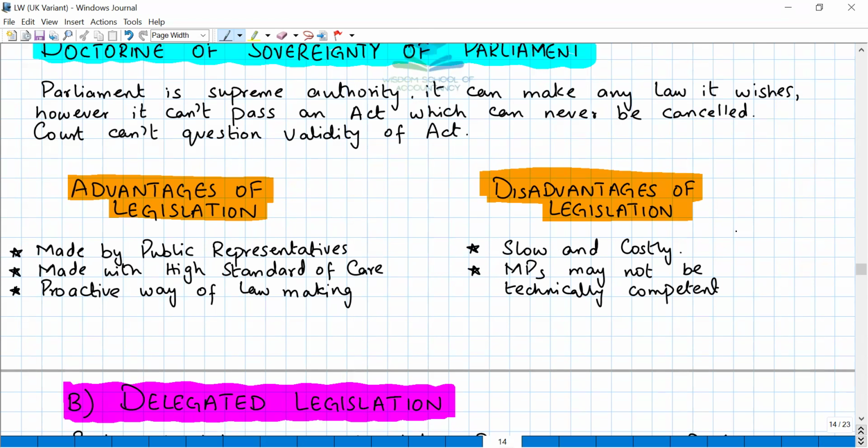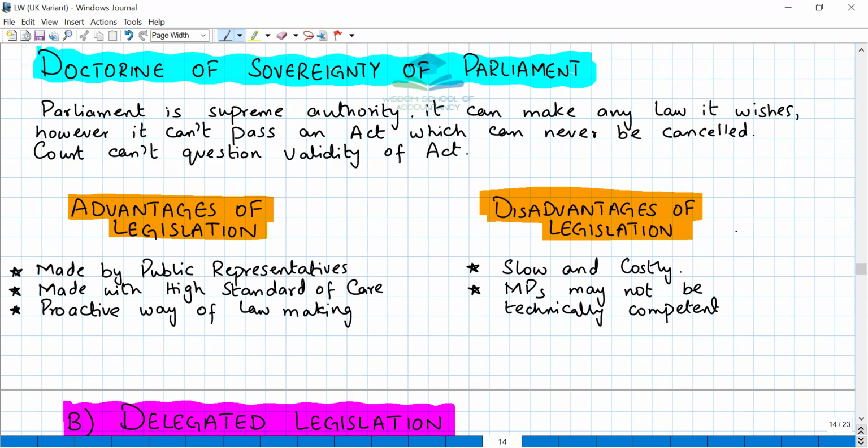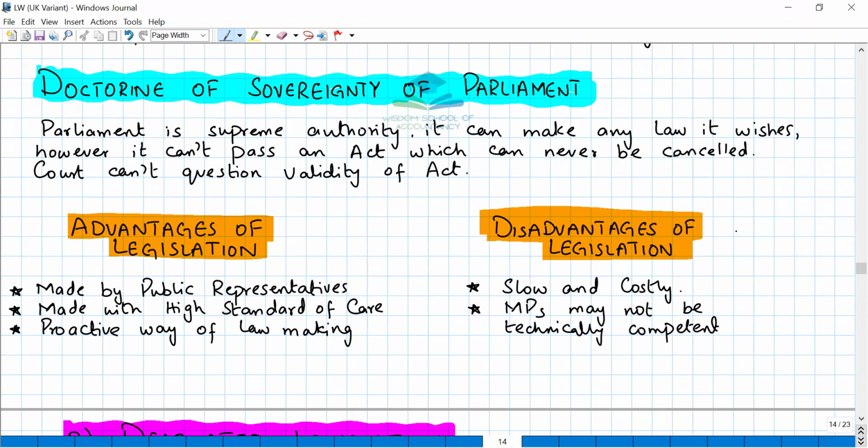Now, what are the advantages of legislation? You say it can't pass an act which can never be cancelled. So it means the acts which pass from parliament, no one can cancel, right? It means that the parliament cannot create an act that cannot be cancelled in the future. Like for example, a parliament creates a law, and they say that this law can never be cancelled in the future. It does not work like that. They cannot create a law which can never be cancelled. Okay.